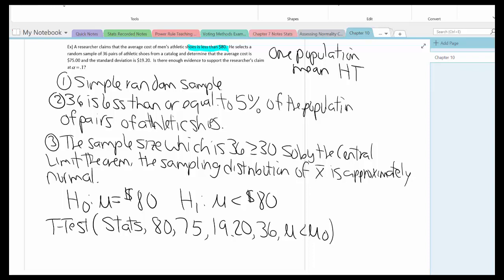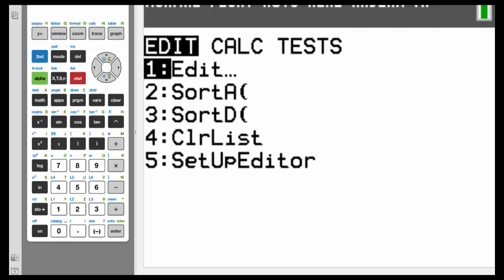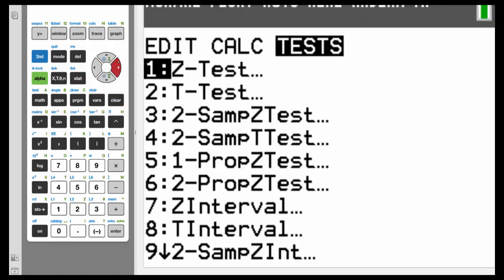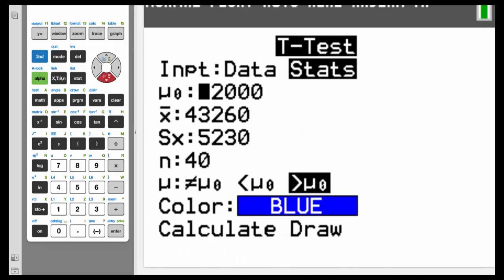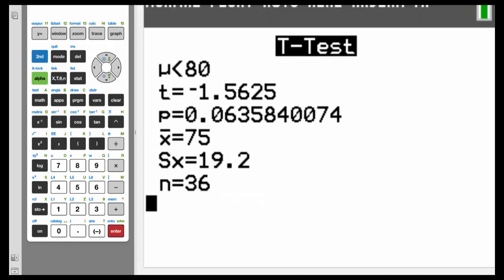Okay, now let's put this into the calculator. Okay, so putting this into the calculator, stat, highlight tests. Number 2, this is a t-test. Again, it's stats. This time around, it's 80 for the population mean, hit enter. 75 is the sample mean, hit enter. 19.2, hit enter. The sample here is going to be 36, hit enter. This time we're going to highlight this, hit enter.